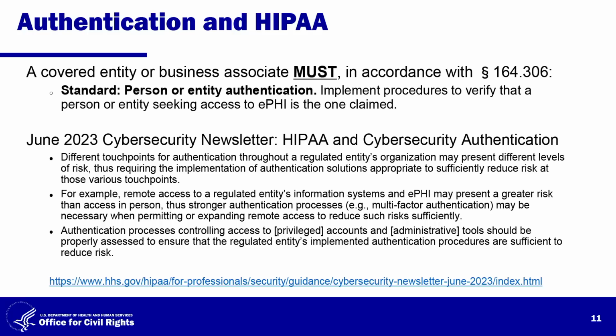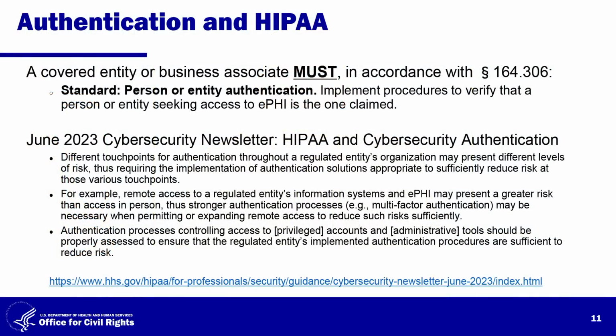Authentication, like all HIPAA security rule safeguards, must be implemented in accordance with the security rule's general rules located in Title 45, Section 164.306 of the Code of Federal Regulations. The general rules state, among other things, that HIPAA-covered entities and business associates must ensure the confidentiality, integrity, and availability of all EPHI they create, receive, maintain, or transmit.